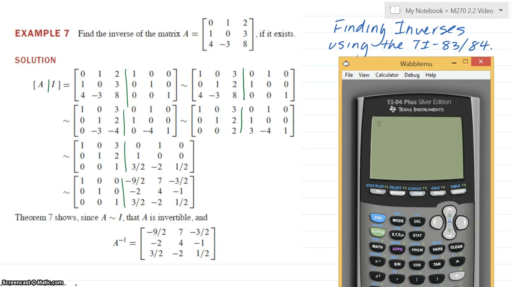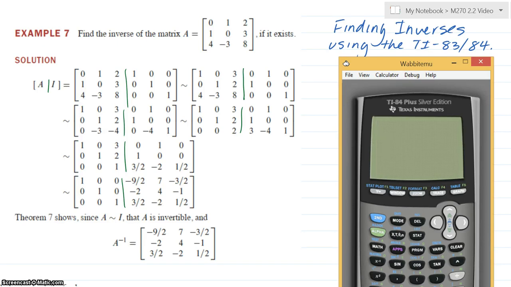Hello, in this video we are going to see how to find inverses using a calculator, the TI-83 or 84. We're going to look at example 7. We actually looked at example 7 and found the inverse for this by hand, which is shown here on the left. In this video we're going to see how to find the inverse using the calculator.